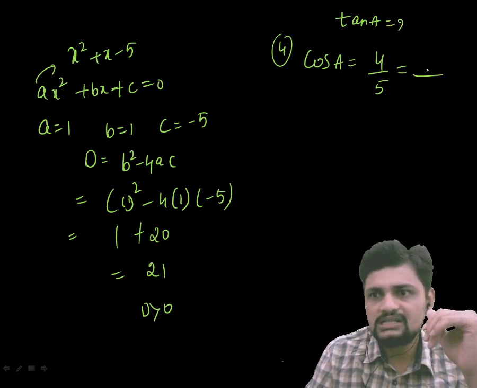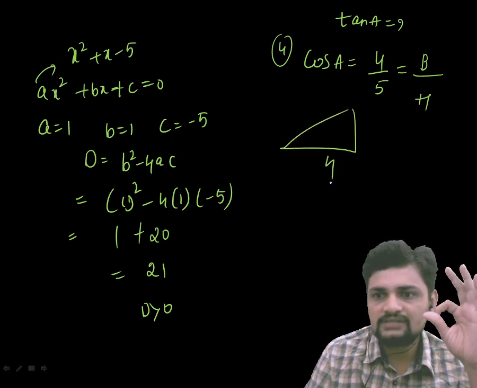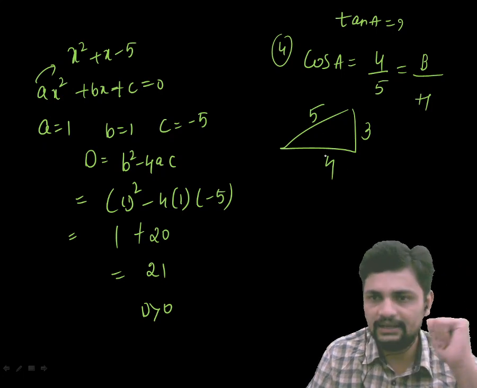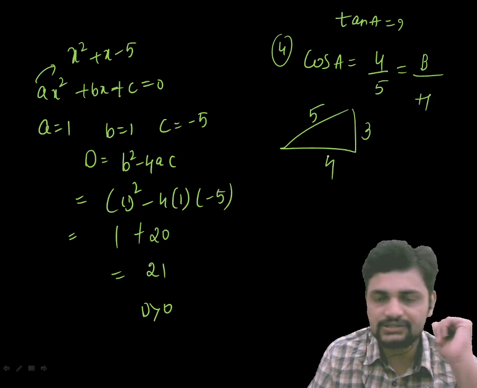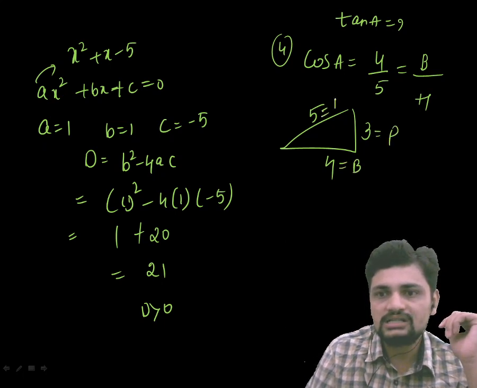We know that cos A is nothing but base by hypotenuse. So make one right angle triangle. Base is 4, hypotenuse is 5. So obviously perpendicular will be 3. 3, 4, 5 are the famous trigonometric triplets. So perpendicular is 3, base is 4, hypotenuse is 5.